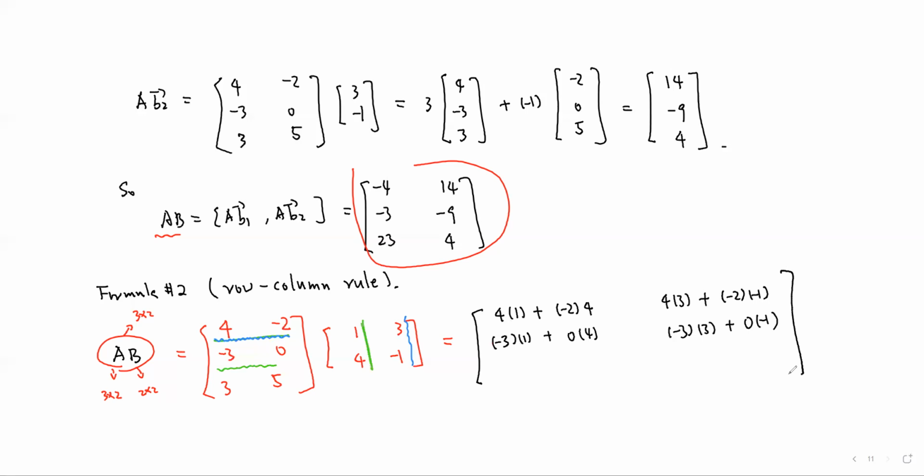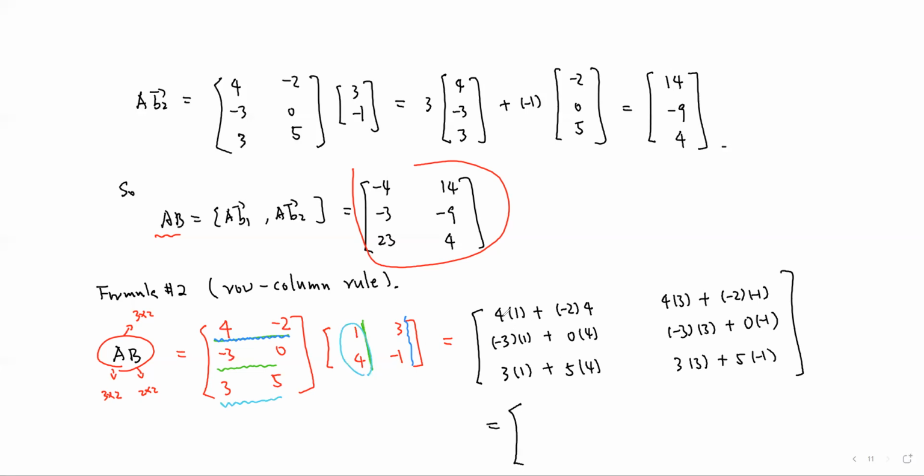Now, the 3-1 entry. The 3-1 entry is row 3 times column 1. So the result is 3 times 1 plus 5 times 4. The 3-2 entry, row 3 times column 2. So 3 times 3 plus 5 times -1.